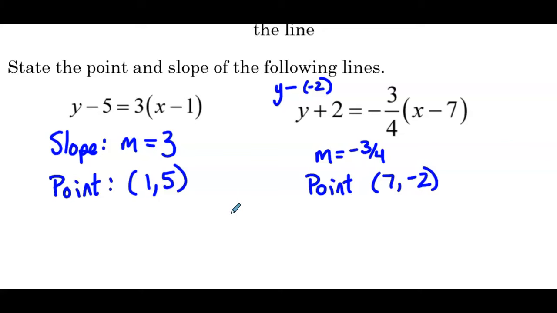If we have x minus 7, this value here is the x-coordinate. If we can do this successfully, that is pull out the slope and the point from point-slope form of a line, then we have the only two pieces of information that we're going to need in order to graph the line.